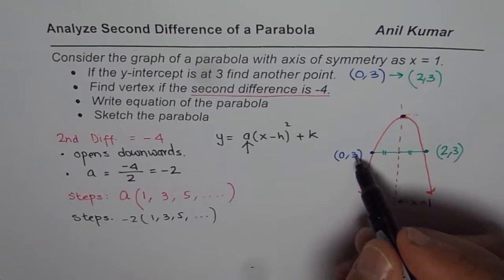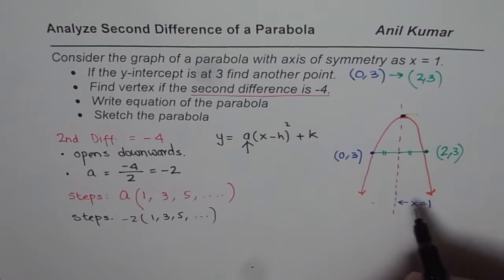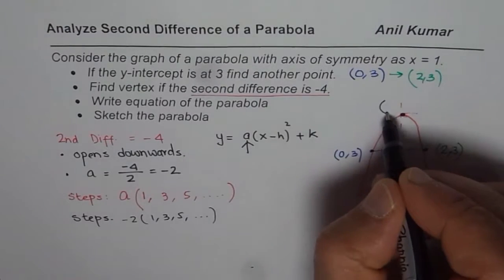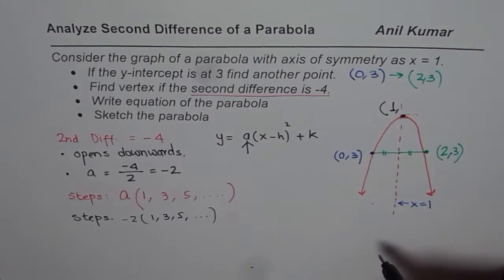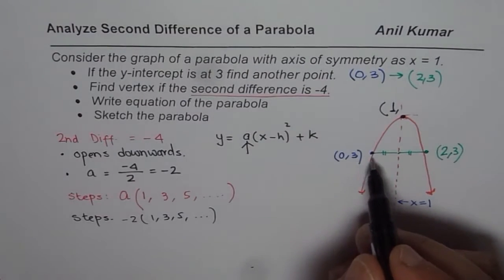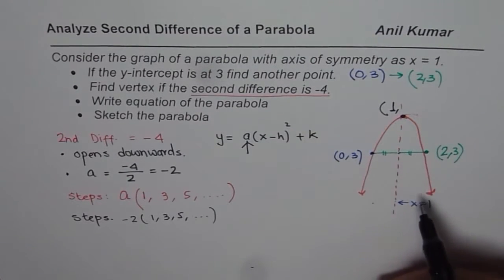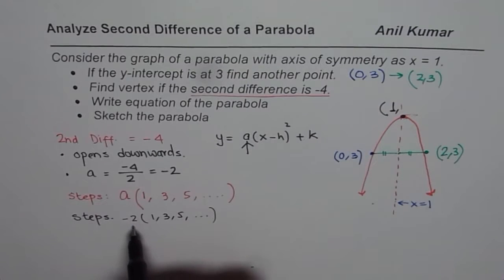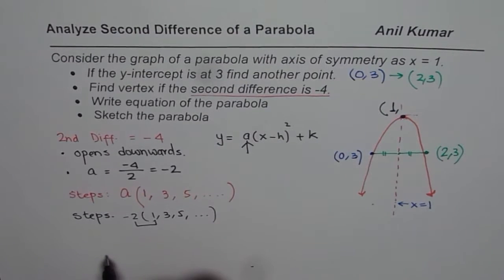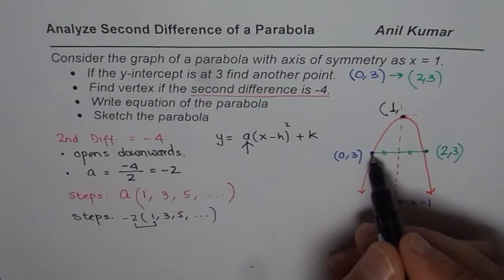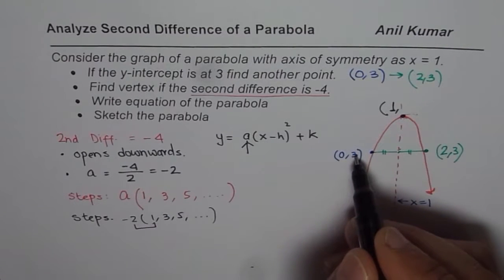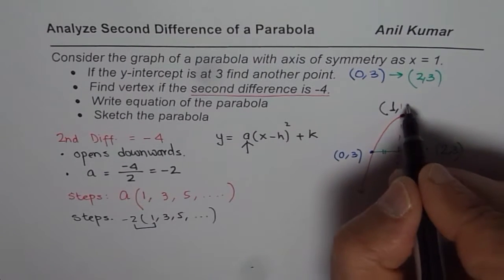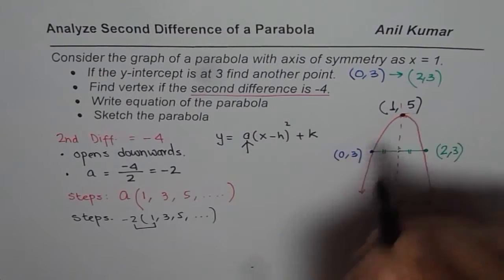Perfect. So the y value is 2 more. The x value we know is 1. Since that is the axis, we need to find the y value. The y value is only 1 step away. So for the first step, you multiply these two numbers and we get minus 2. That means 2 steps below, and that is 2 above. So what is 3 plus 2? 3 plus 2 is 5. So we get this point as 5.